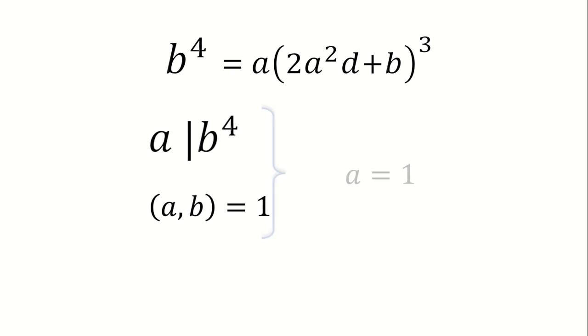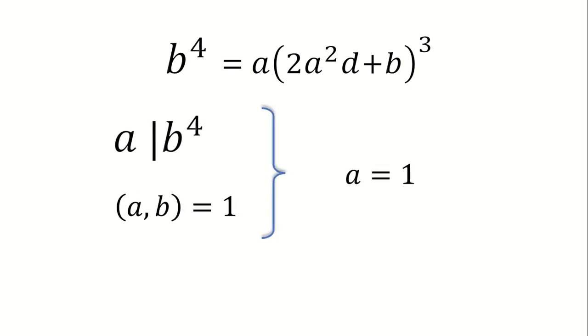But we know that a and b are relatively prime. So we conclude that a is equal to 1 or minus 1. And we pick the positive number, so a is equal to 1. If I assume that a is equal to 1, the equation changes to b to the power of 4 is equal to (2d + b) cubed.